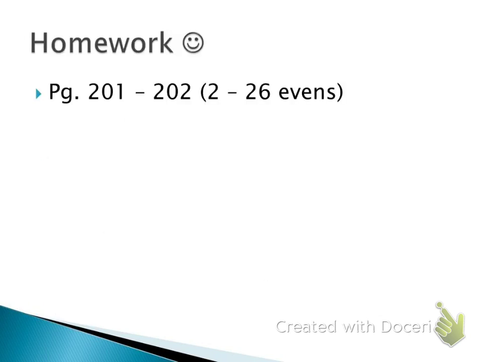Okay, then our homework is on pages 201 and 202, 2 through 26 evens. Make sure you're showing your work. Show your work, show your work. These ones, you cannot go straight to your answer.